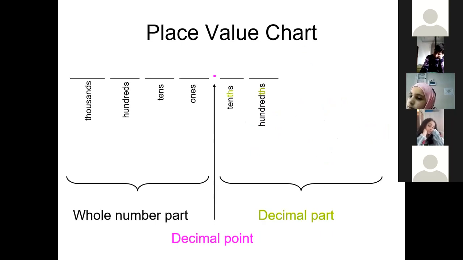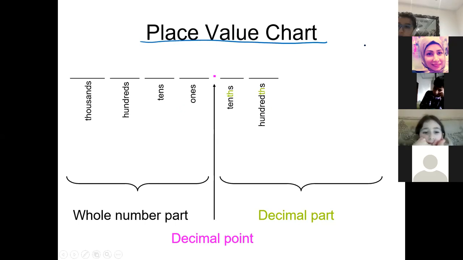The place value chart is so important in order to know the place value of each digit in the whole part and the place value of each digit in the decimal part. The whole part is as if it's a whole number. We know from the first lesson that we took the place value of each digit in the whole number.